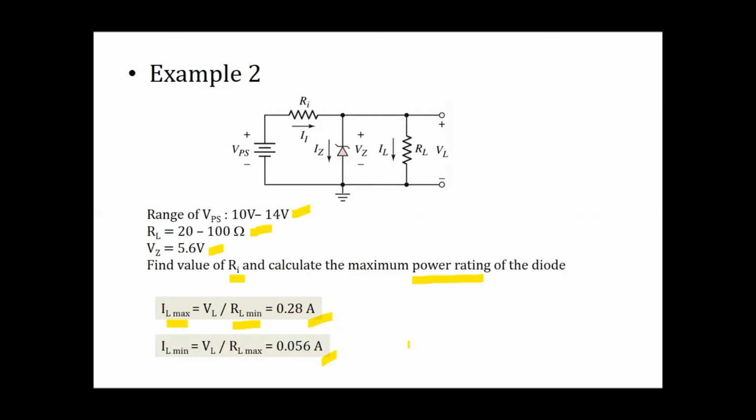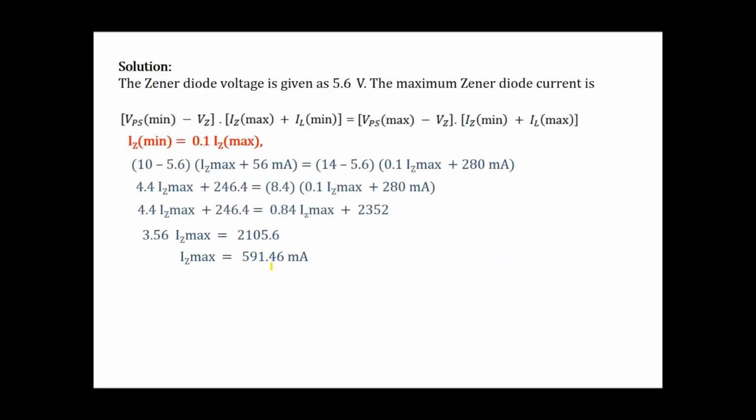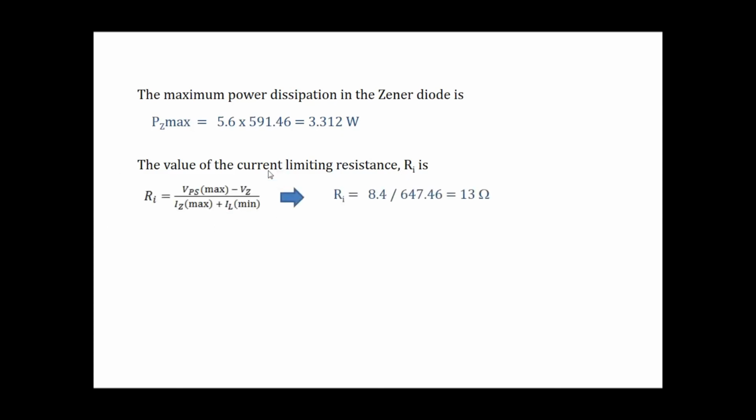Then you can just key in the values in the equation here and calculate IZ max. Then you can calculate the power dissipation just like the previous example, and finally calculate the value of Ri. Again, I'm going to use this equation, and I obtain Ri equivalent to 13 ohm.